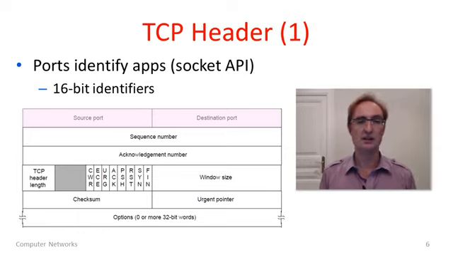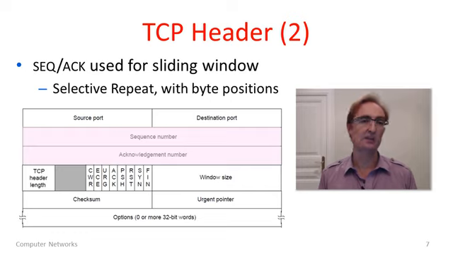Okay, well next comes the sequence and acknowledgement numbers. These are used to implement the sliding window. TCP uses a selective repeat style of sliding window, and the sequence and ACK number really carry byte positions rather than segment numbers. So that's one difference right there.